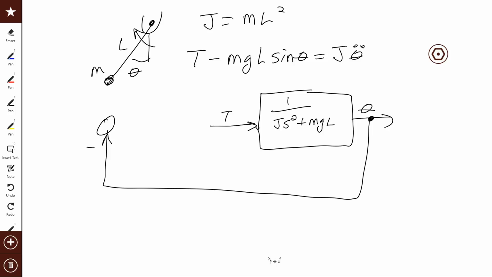Okay, so anyway, we've got this angle. This was the transfer function right here. The output was theta. I'm going to bring it back. It's not doing what I want. It doesn't have the time constant I want. I'm going to build a controller.